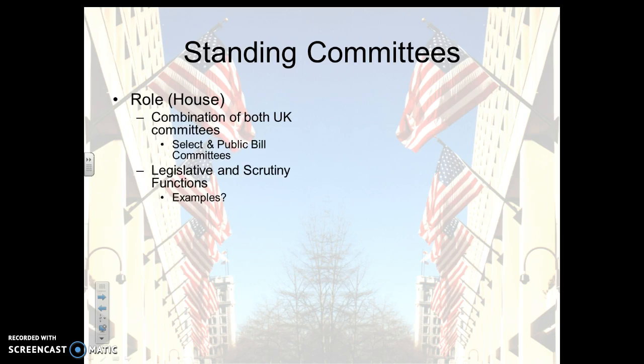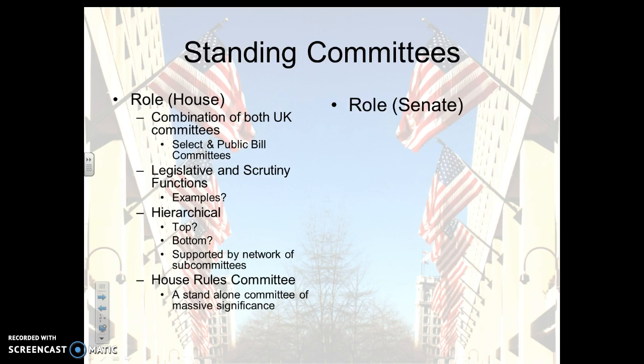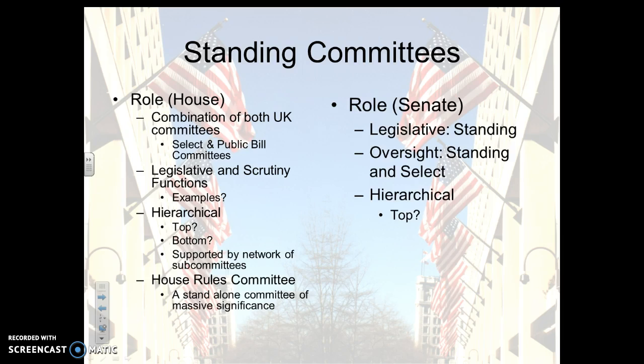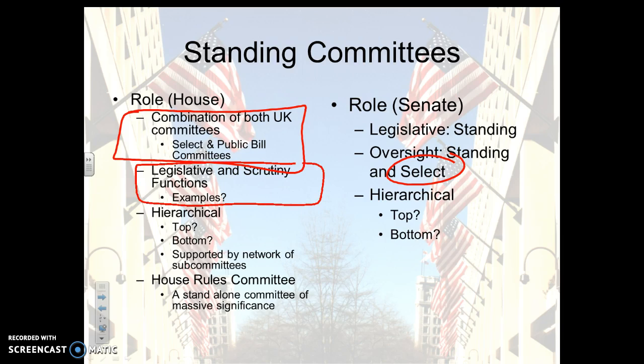And the role of them differs subtly between the houses, but not particularly. What we've got here is perhaps a slightly greater role for select committees in the Senate. But generally, and this is important, the committees perform the role that in the UK we split out across two different committees. They perform both the legislative and the scrutiny function, and that is very, very important.